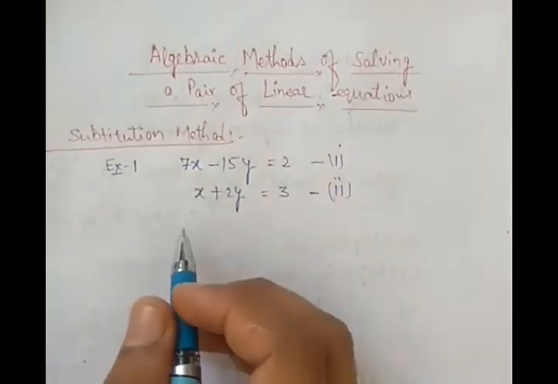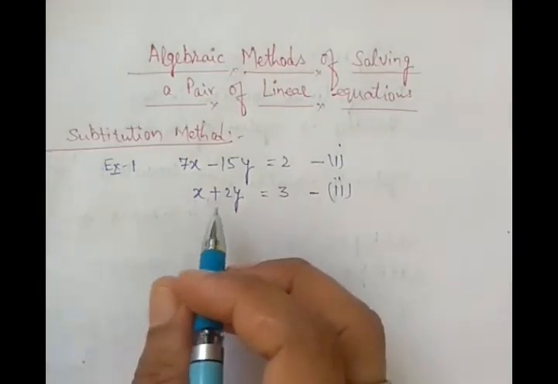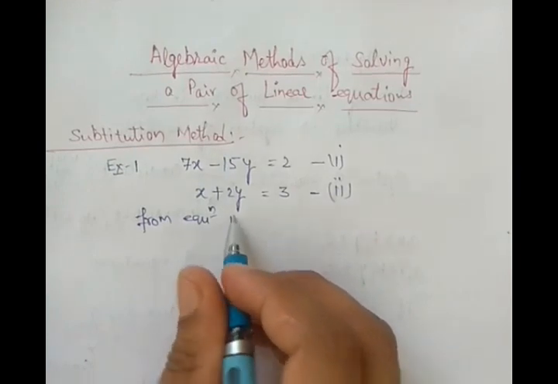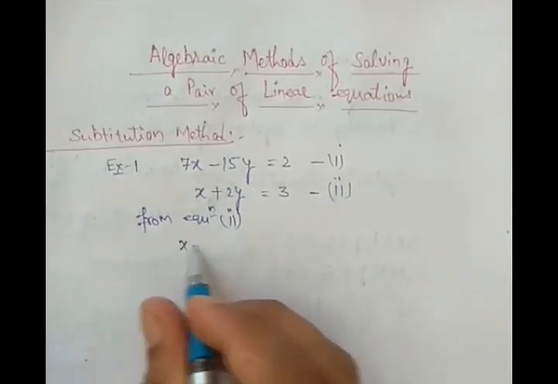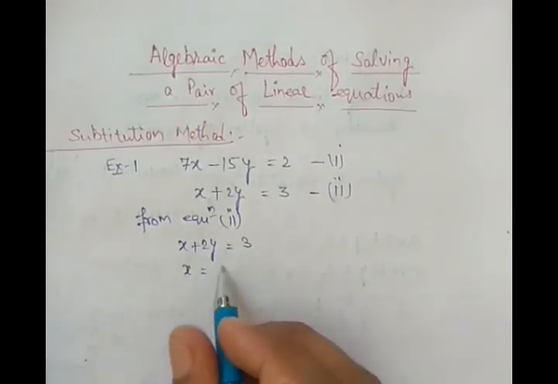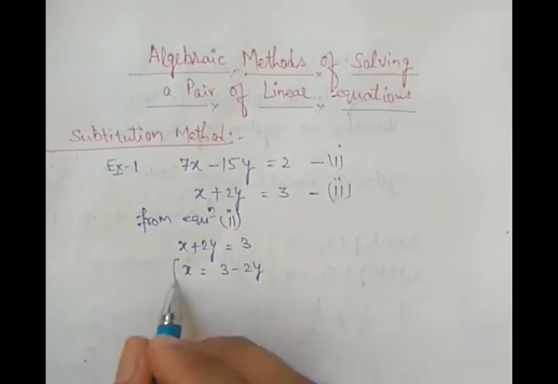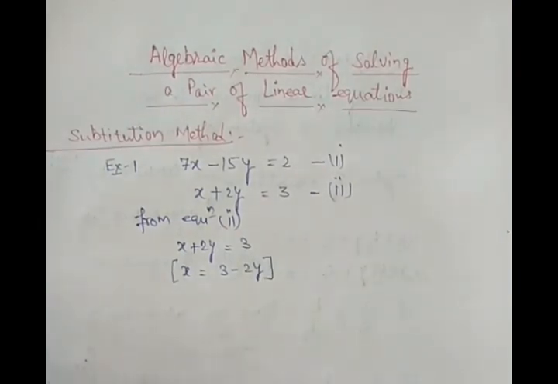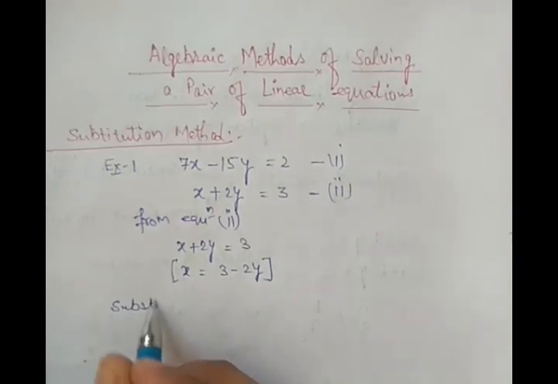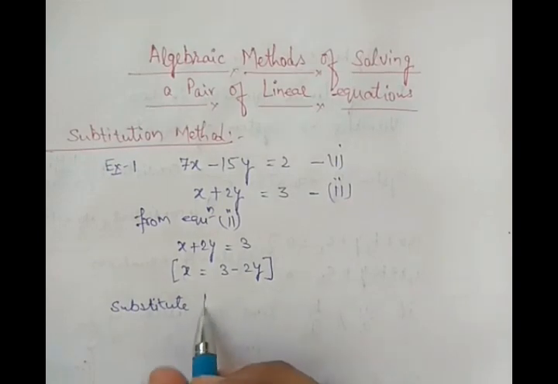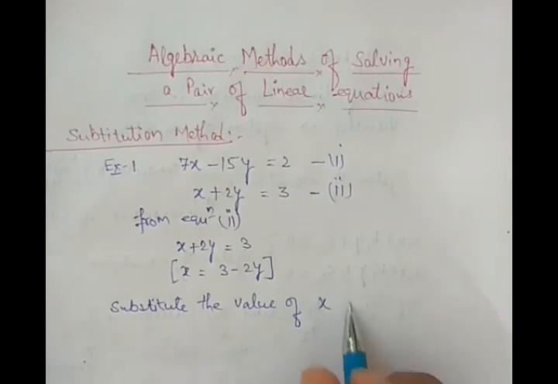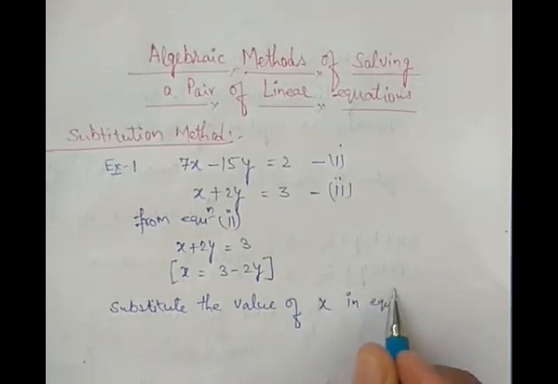Let us suppose we are using equation number 2. From equation 2, x plus 2y is equal to 3, so x will be 3 minus 2y. Now substitute the value of x in equation 1.